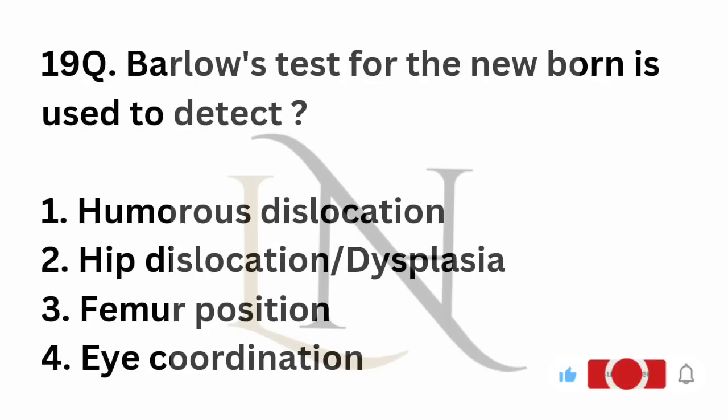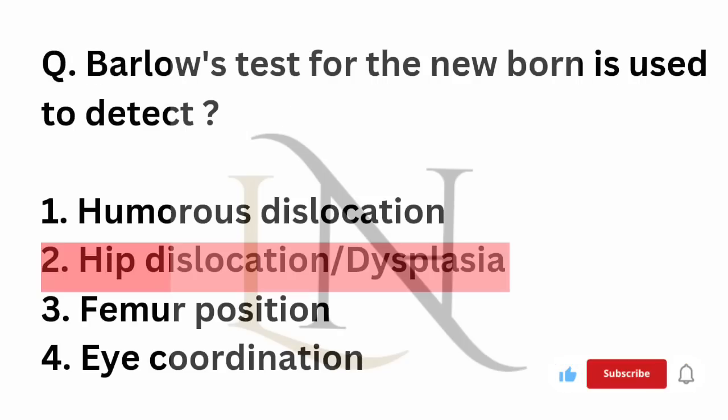Barlow's test for the newborn is used to detect: Option 1, humerus dislocation. Option 2, hip dislocation or dysplasia. Option 3, femur position. Option 4, eye coordination. Answer is option 2, hip dislocation or dysplasia. Next MCQ.